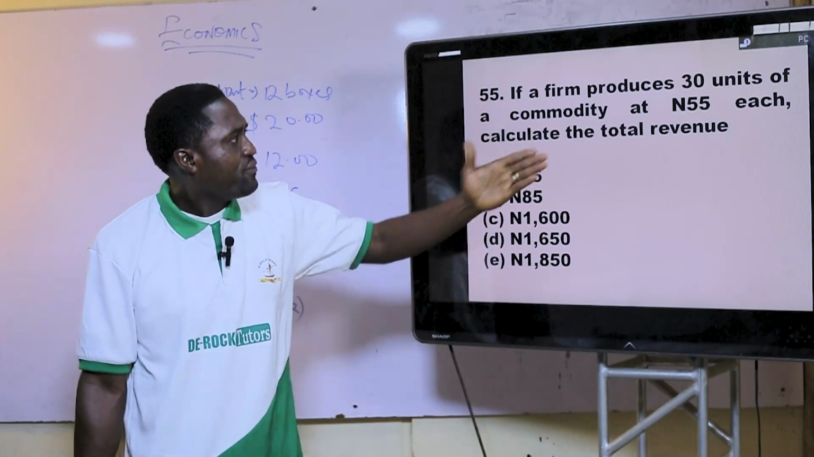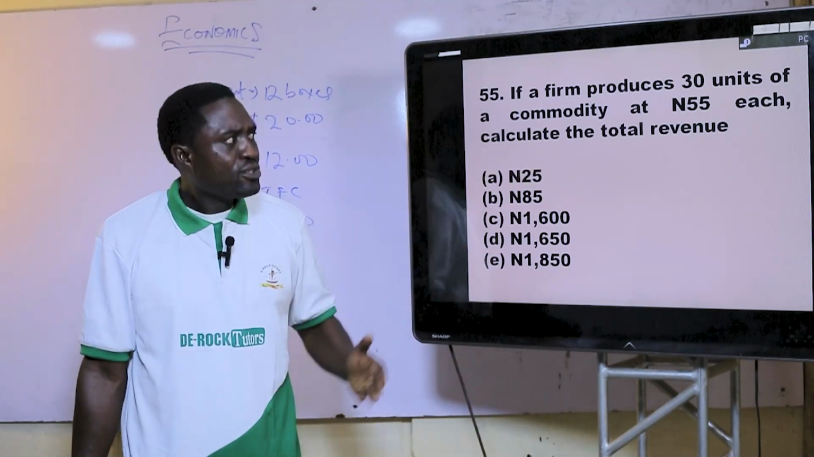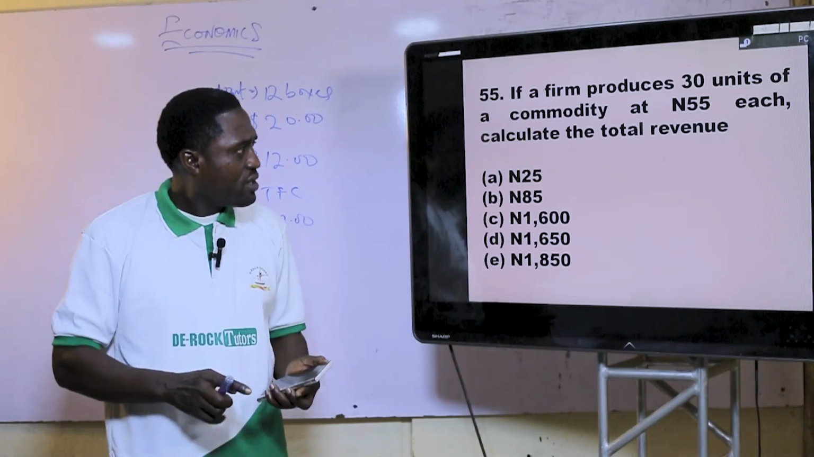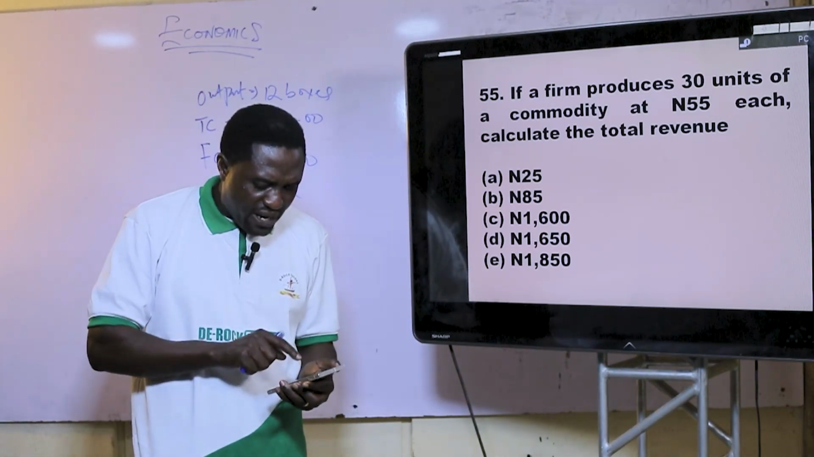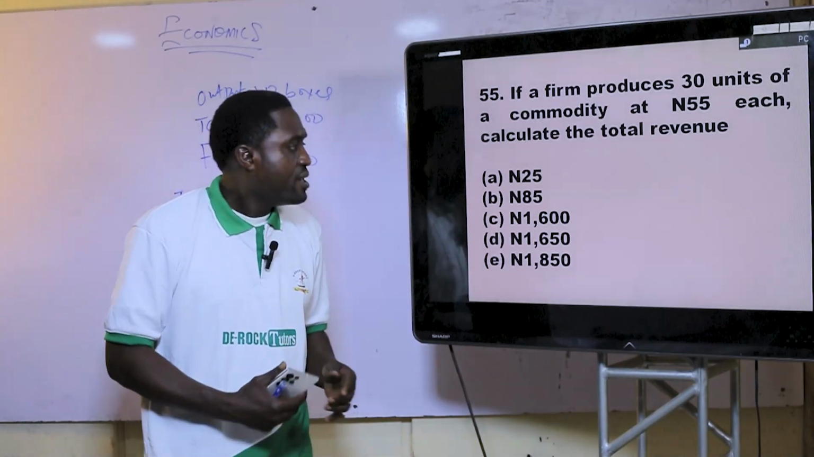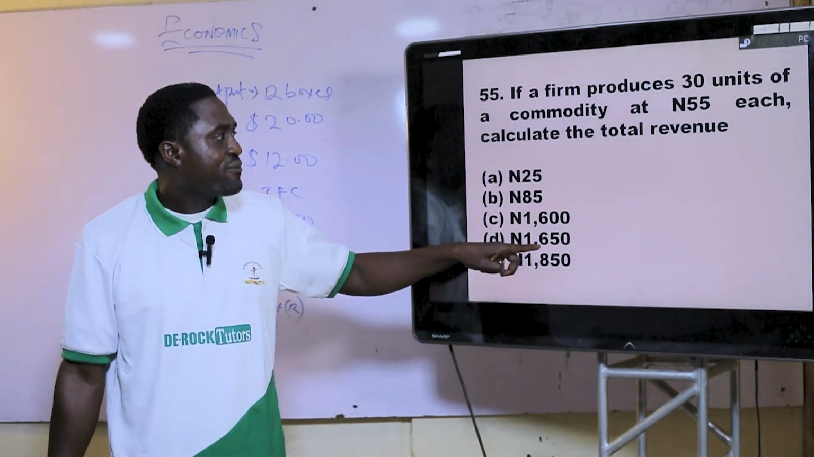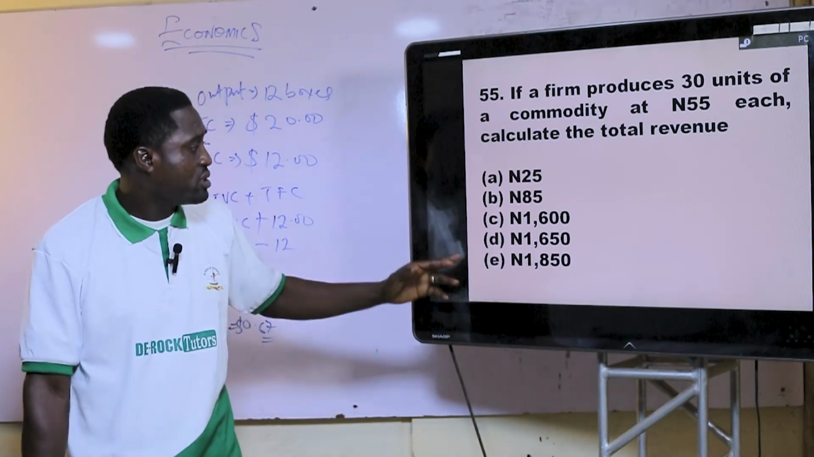What is the price? 55 naira. What is the quantity? 30 units. So 30 times 55 will give us total revenue. 30 times 55, that's 1,650. So 1,650 naira is the total revenue. So the perfect answer to this question is D.